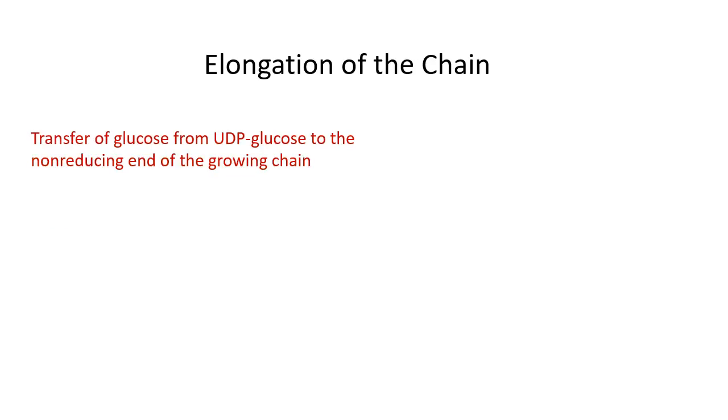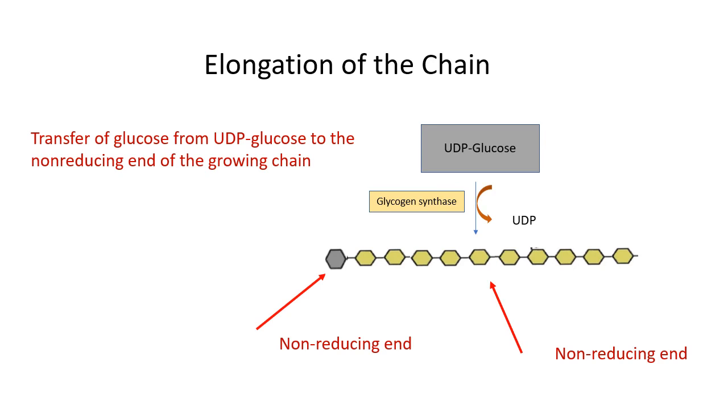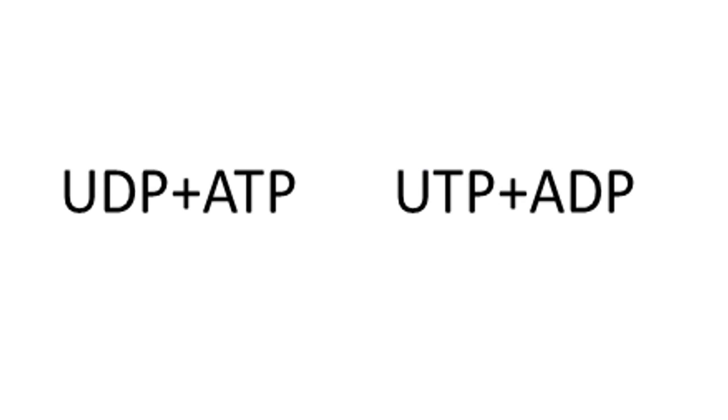Elongation of the chain involves the transfer of glucose from UDP-glucose by glycogen synthase, releasing UDP, to the non-reducing end of the growing chain, elongating it. The bond here between glucose molecules is an alpha-1,4 glycosidic bond. The UDP released when the new alpha-1,4 glycosidic bond is made can be converted back to UTP by the nucleoside diphosphate kinase enzyme.